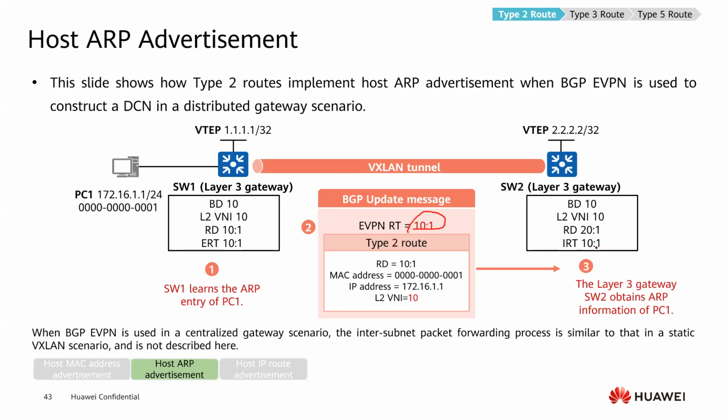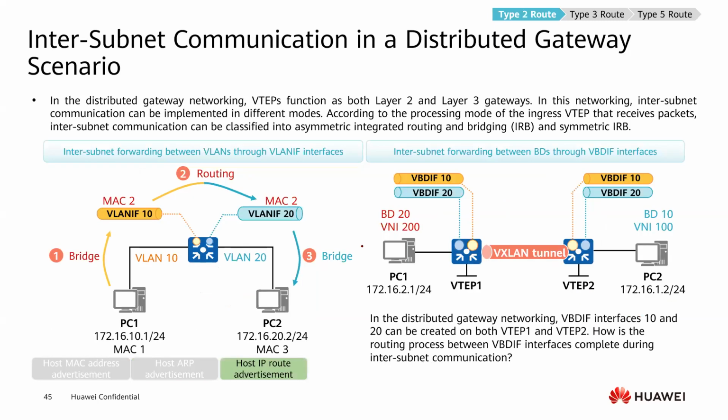After the other VTEP receives this BGP message, it will do the same procedures. It will parse the MAC address and IP address carried in this BGP route, and it will compare the RT value carried in the BGP update message with the RT values configured inside its local BD. So the process is the same. And then what will happen? Switch 2 will learn the ARP entries carried by this BGP update message.